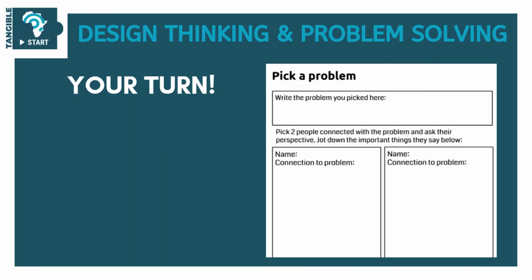Now it's your turn. Find this problem in the design thinking booklet and pick one for you to work on. Remember, it needs to be something that can be solved using an app. And then you can jot down the perspectives of 2 different people. It'd be great to interview people, but I'm pretty sure as an adult, it's easier for you to think in different people's perspectives. So jot down the perspectives of 2 people connected to the problem.